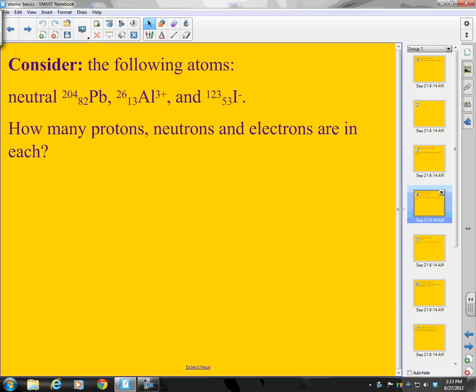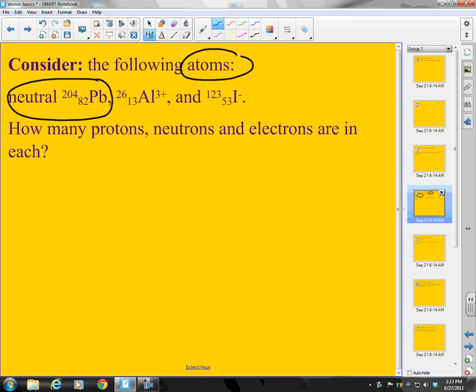Okay, so welcome back, and we are in the middle of our discussion about the atomic basics. Last time we talked a little bit about the mass of protons, electrons, and neutrons, where they're located, and their assumed charge. Now let us move on to the next problem, and we want to consider the following atoms. We have a neutral lead-204 (204 over 82 Pb), an aluminum-26 (26 over 13 Al 3+), and an iodine-123 (123 over 53 I minus), and we want to know how many protons, neutrons, and electrons are in each of these.